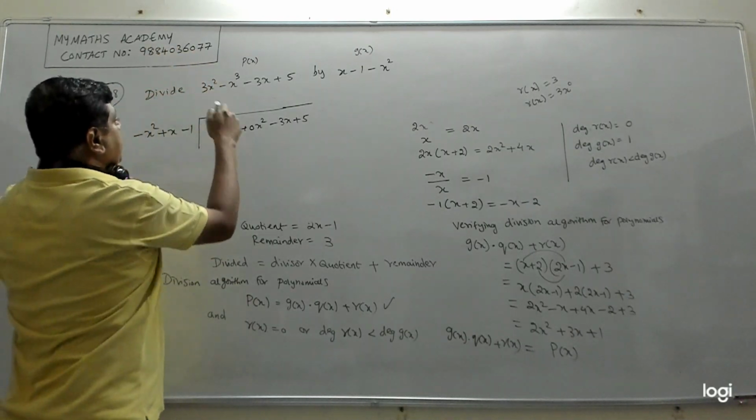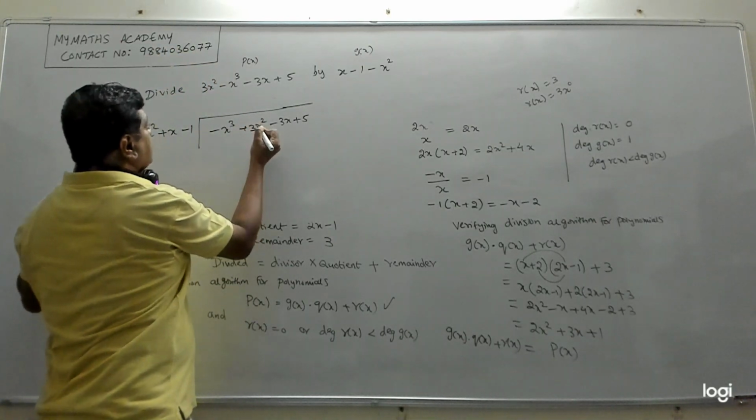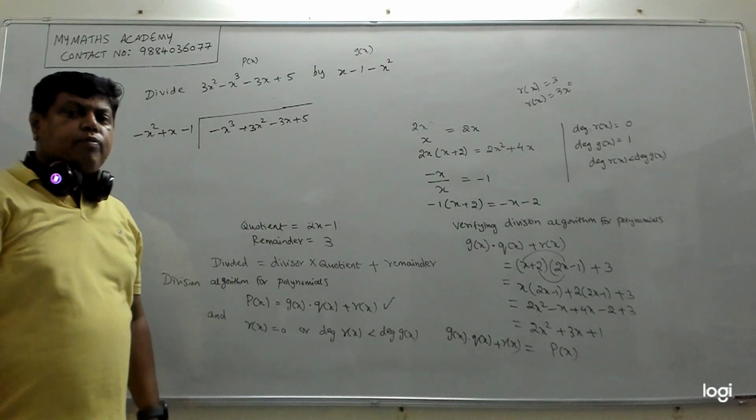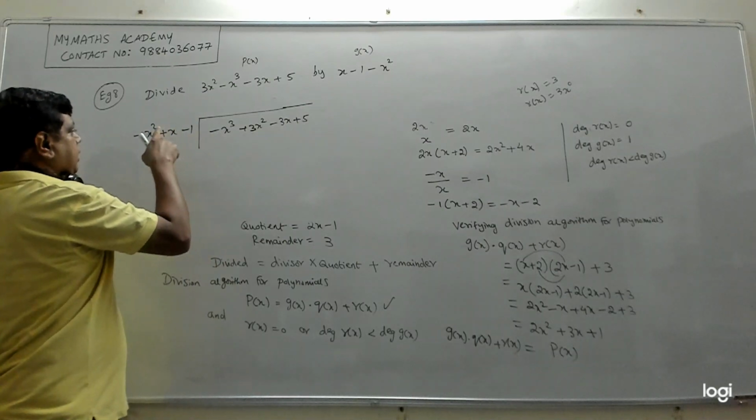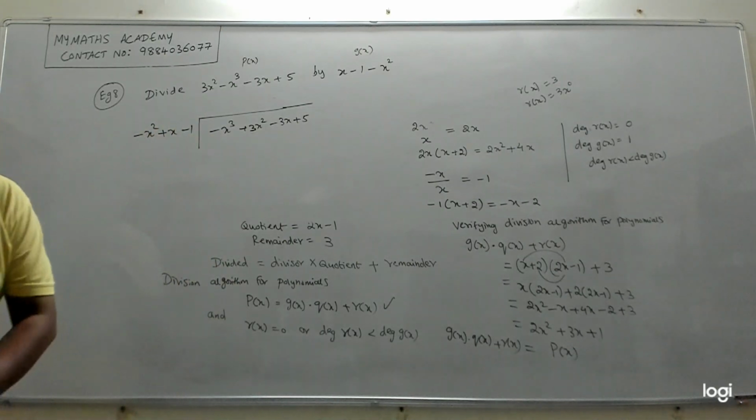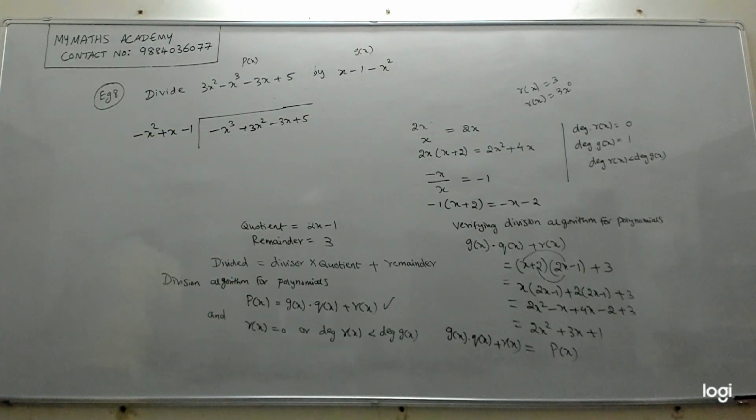Now here x square is there, so I am going back to the original question, which has 3x square. Now how do we divide? I told you, you have to take the first term of this and divide by the first term of this. So what is this? So let's take here.